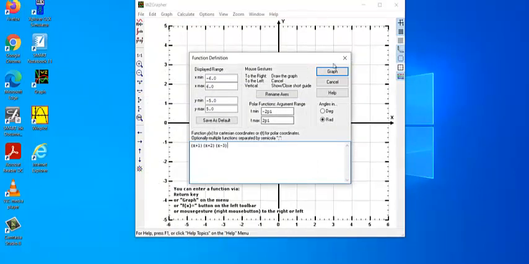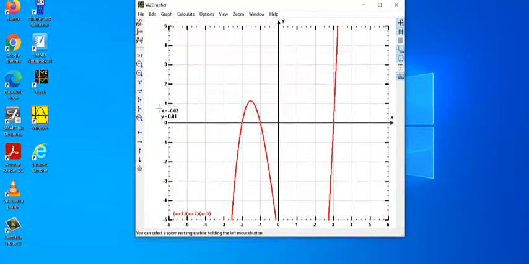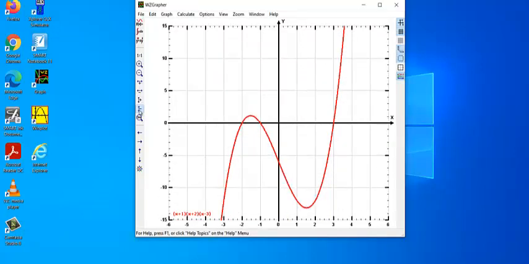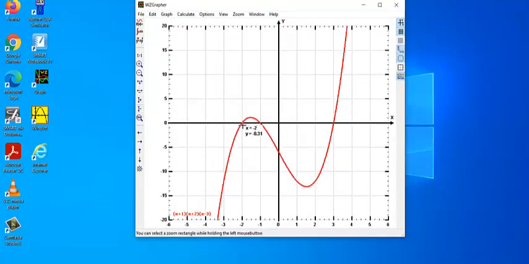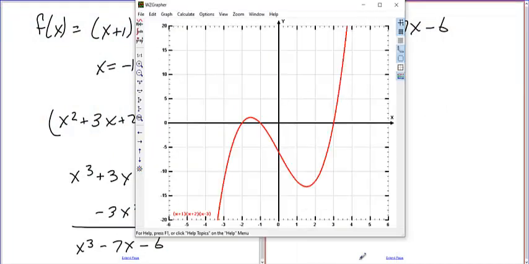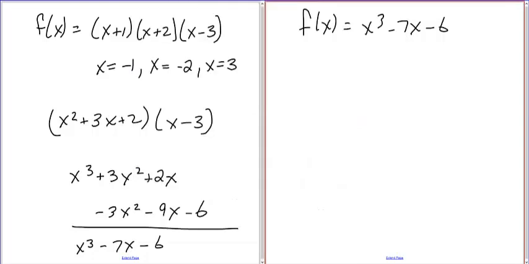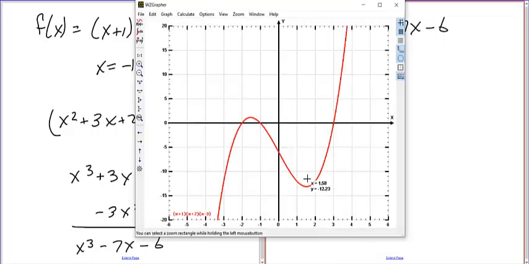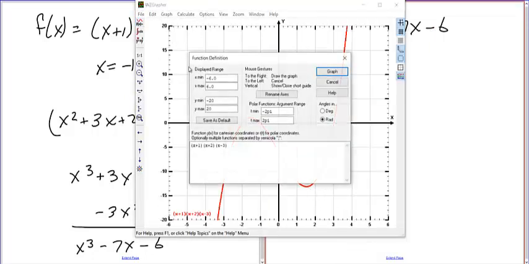Okay, so here it is. Graph. Okay, I can zoom out in the y direction. So we've got intercepts at -2, -1, +3. Now if I plot x cubed minus 7x minus 6, I should get the same graph. So they should just lay on top of each other.